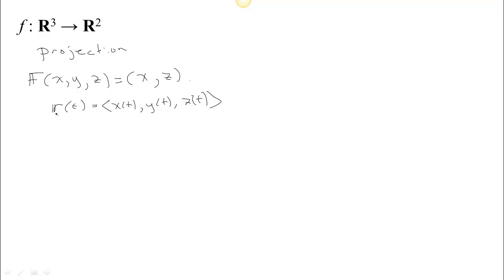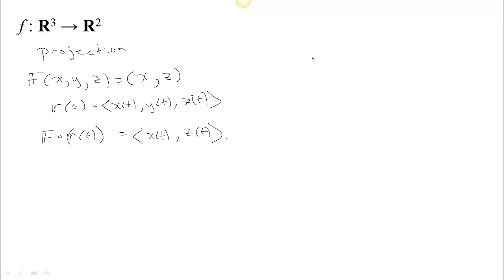Since this function r has 3 outputs, it could be plugged into this function which has 3 inputs. So we could look at f composed with r of t, which would basically get rid of the y and give you back whatever x and z you gave it. So you would have x of t, z of t.